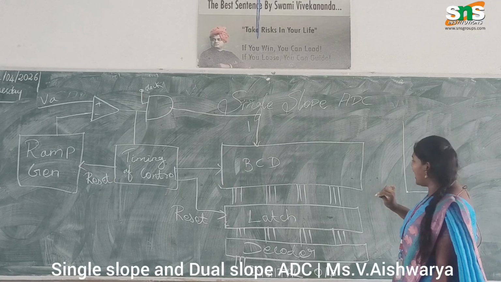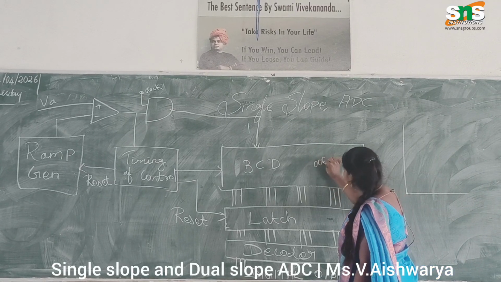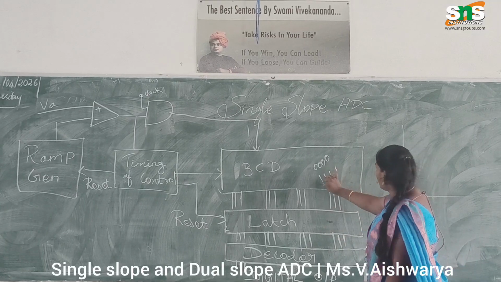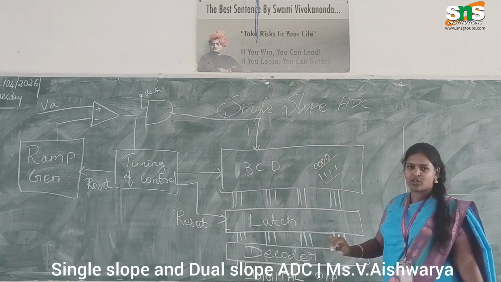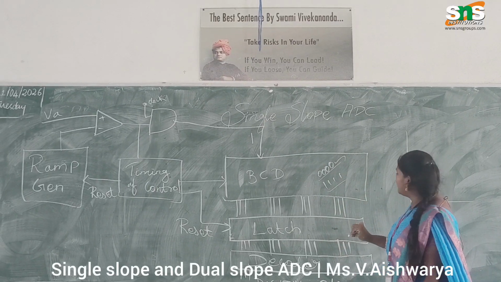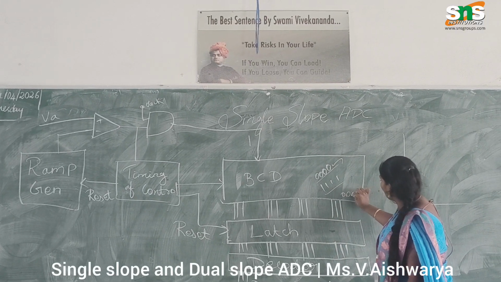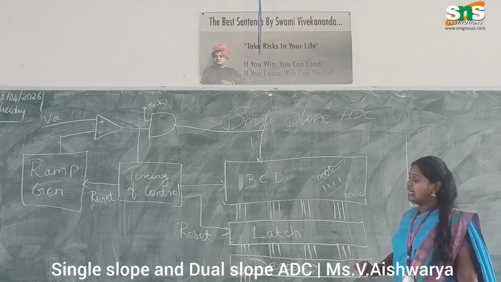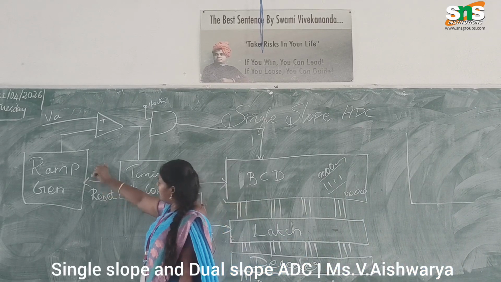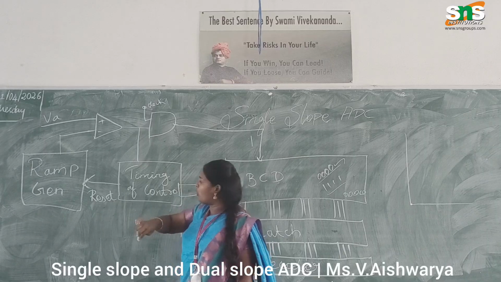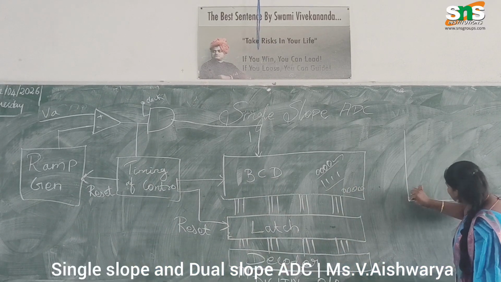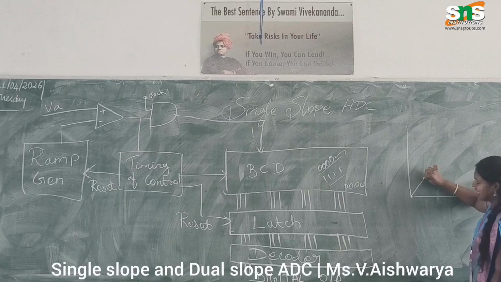The counting starts from 0 0 0 to 1 1 1. The last value is 1 1 1 and the initial value is 0 0 0. So initially it starts the counting process, and now we have the value 0 0 0. In this condition the timing control will be turned off, so the ramp will start the process of generation. In this condition it will start the generation like this.